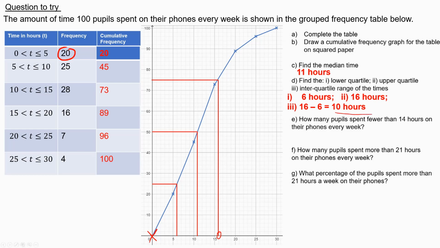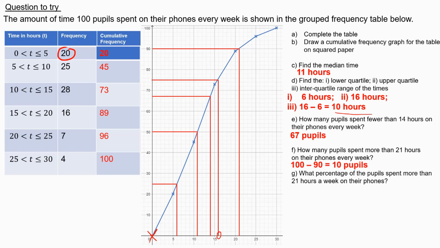How many pupils spent fewer than 14 hours on their phone every week? Well, we need to go up 14 and then across, and this gives us about 67 pupils. You might have a slightly different answer there. And then how many pupils spent more than 21 hours on their phones every week? Well, I'm going to go across 21 and up, and this gives me 90 pupils. So there were 100 pupils surveyed, 100 take away 90 is 10, so there were 10 pupils that spent more than 21 hours on their phone.